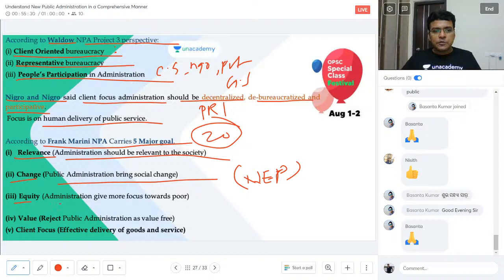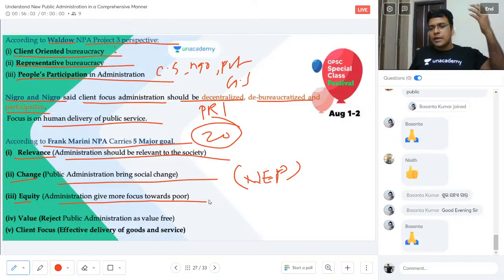Equity. Administration should give more focus towards the poor. How to bring equity in society? You should be more concerned about the poor instead of the rich people. You should find out the problems of the poor. Only in that case do you bring a certain equality in society. And if you are ignoring the poor, the gap between rich and poor increases. So the concept of equality, an egalitarian society, will never be a reality. It will remain a dream.